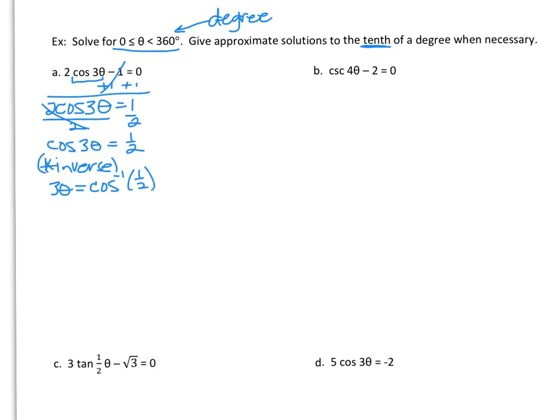Recognizing that that is in fact on the unit circle, there are two answers, and we'll take them in degree form. When does cosine equal positive 1/2? That would be at 60 degrees and at 300 degrees. That's when cosine equals positive 1/2.